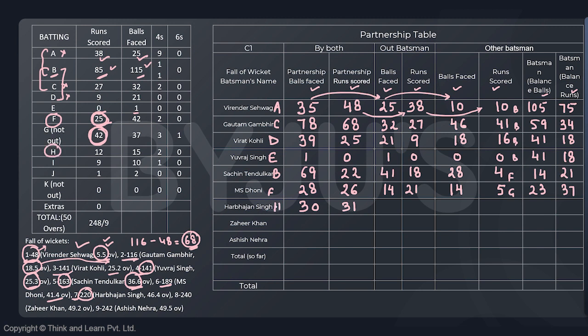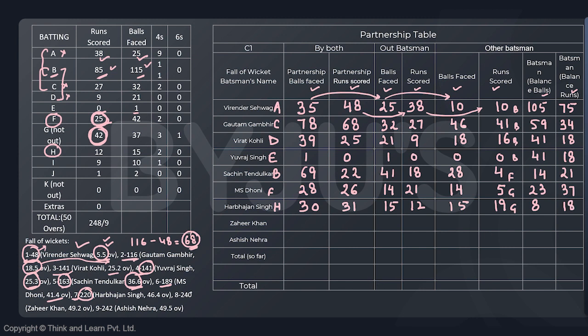So Harbhajan is H. Harbhajan made 12 runs in 15 balls. 30 minus 15 is 15. 31 minus 12 is 19. These are the scores made by G. 23 minus 15 is yet to play 8 more balls. 37 minus 19 is yet to make 18 more runs.